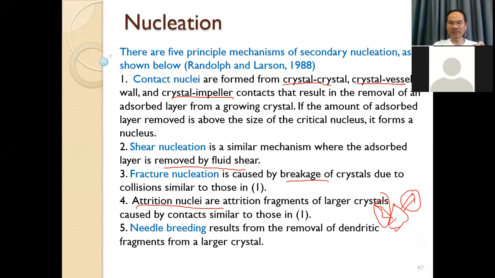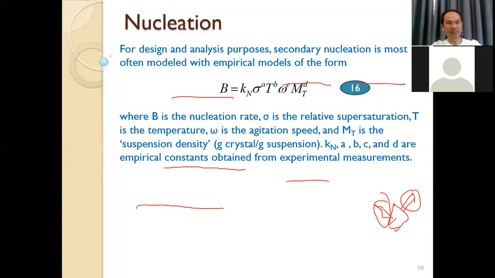We have one crystal breaking into 2 crystals, or from one crystal the adsorbed surface is removed by the shear, removed by the contact. We will get one more crystal from the adsorbed layer that is removed and then generates to be a crystal. This is the first of 5 principles.